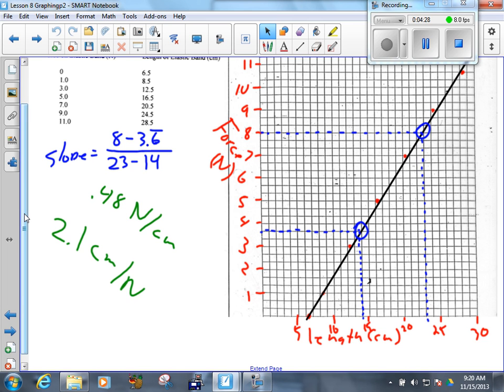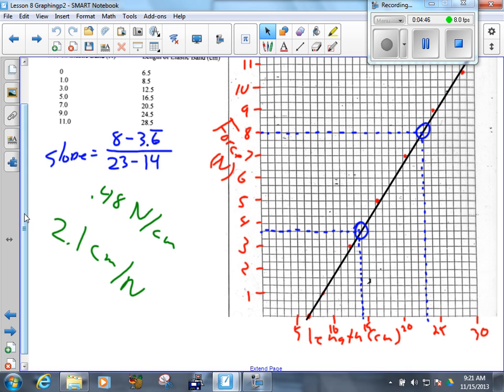A rubber band has length when you're not stretching it, agreed? What is the length of this rubber band when it's not being stretched? 6.5 centimeters. All right, and you can see down here that our first point is actually at 6.5 on the x and 0 on the y.